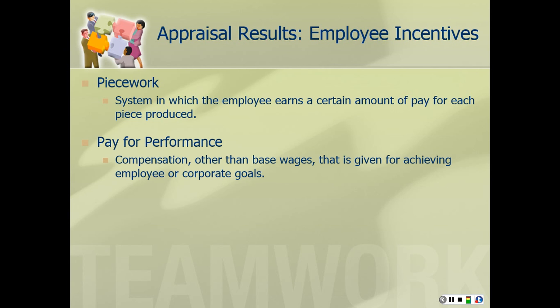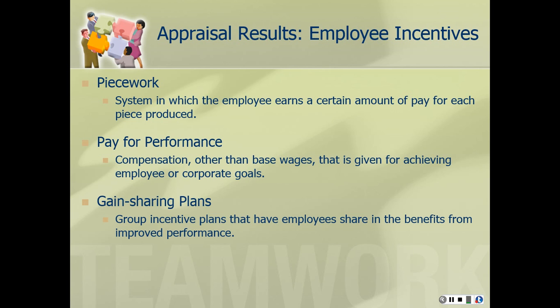Paying for performance: compensation other than their base wages that is given for achieving employee or corporate goals. Typically salespeople, if they hit a certain level of sales, they get an extra 2% commission. Gain sharing plans: having a group incentive plan where employees share the benefits from improved performance. Kind of like what we used to call profit sharing in the good old days. The more the company made, the more the employees made. So if the company made great profit, each employee got 0.25% extra in their pay. Not a big deal maybe weekly, but over time it adds up.